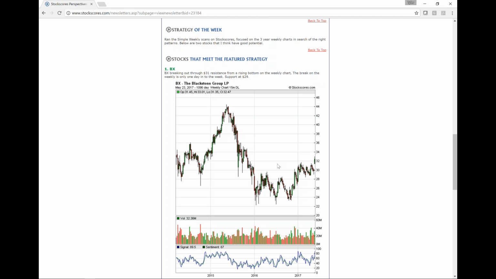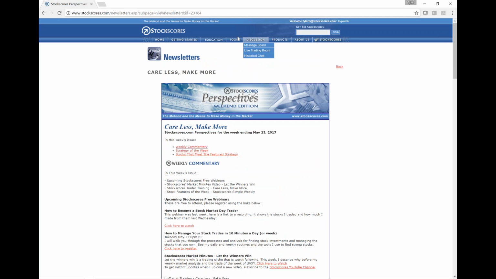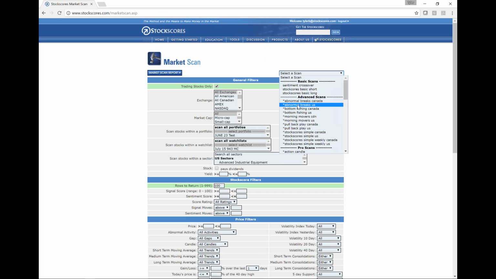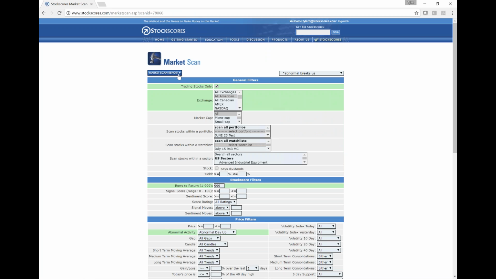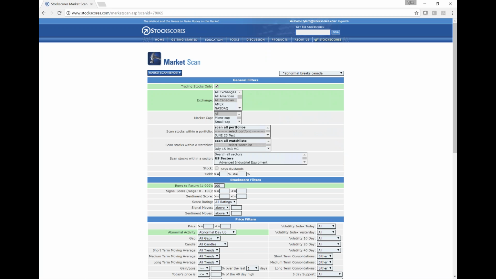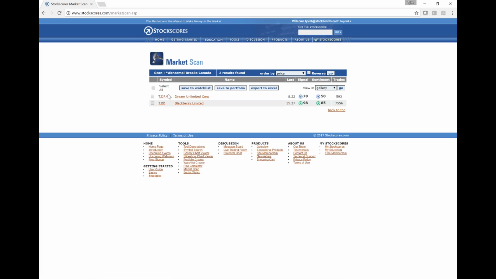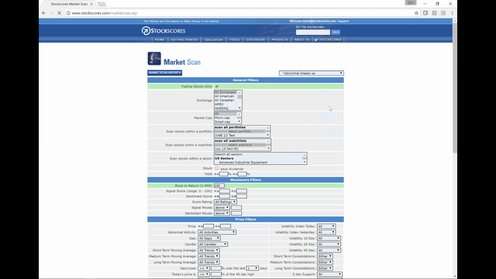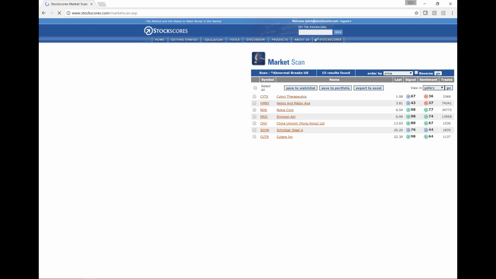Now you may say, well, I want things a little bit quicker than that. Well, then you use a different market scan. So I go into the market scan and maybe I run the abnormal breaks US scan or abnormal breaks Canada. I did Canada before. I don't think there was too many candidates tonight. Yeah, BlackBerry's on there. Let's try the US market just so we can get a few more candidates. It was a Canadian holiday, of course, yesterday, so the markets in Canada were pretty slow today. So we'll run the abnormal breaks US, run the report.